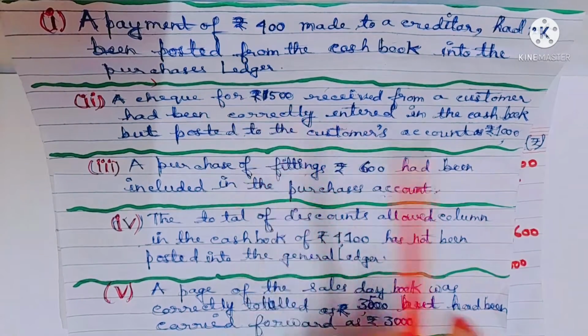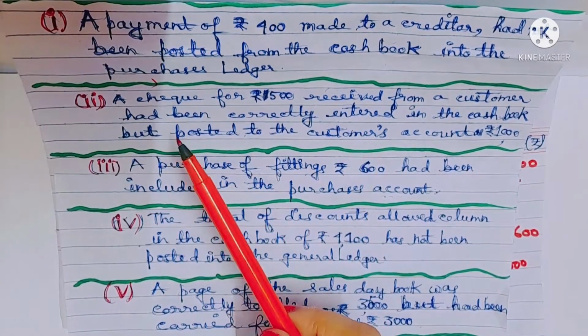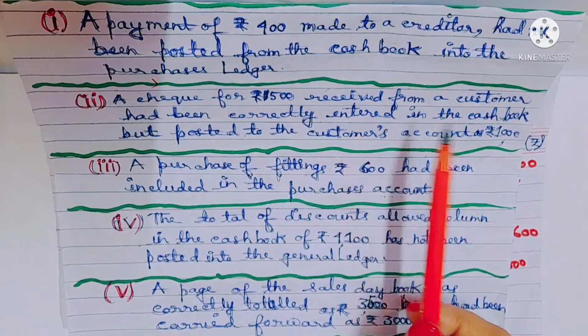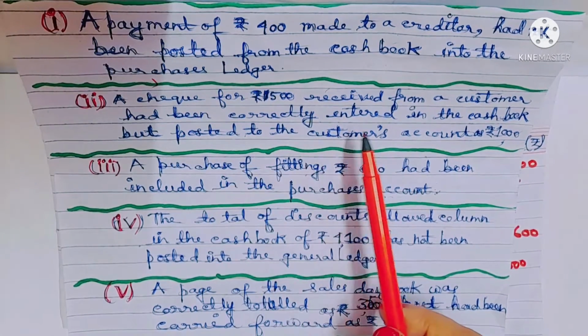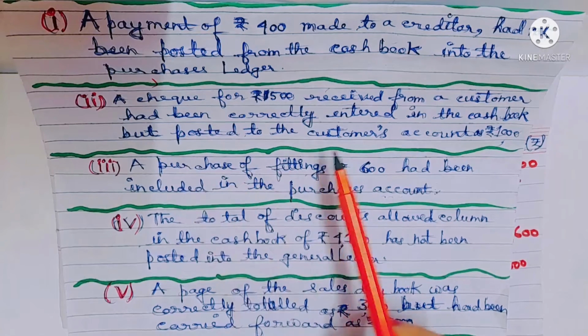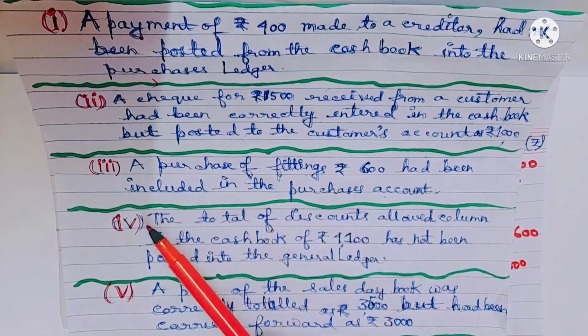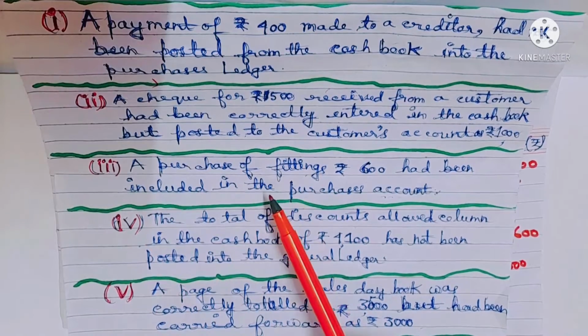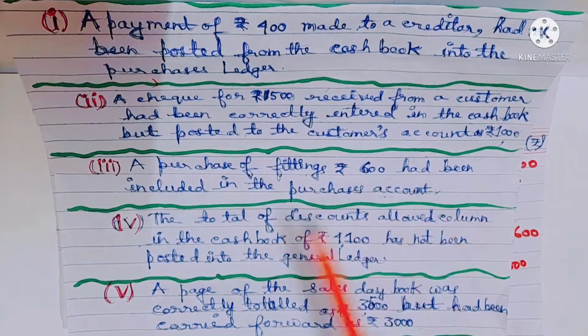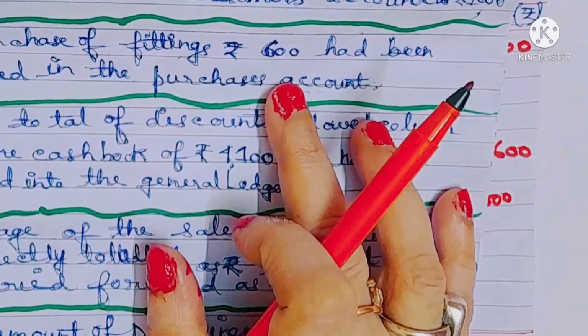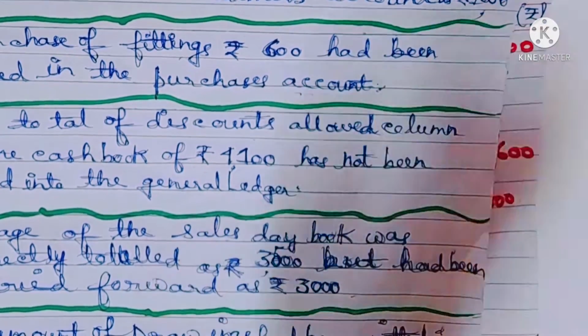Done. Number 2, a check for rupees 1500 received from a customer had been correctly entered in the cash book but posted to customer's account as 1000. This is also done. Number 3, a purchase of fitting 600 had been included in the purchases account. So let's deduct 600 from purchases.